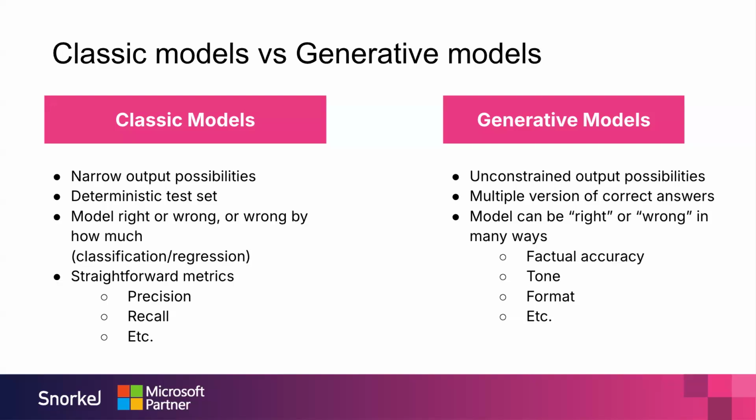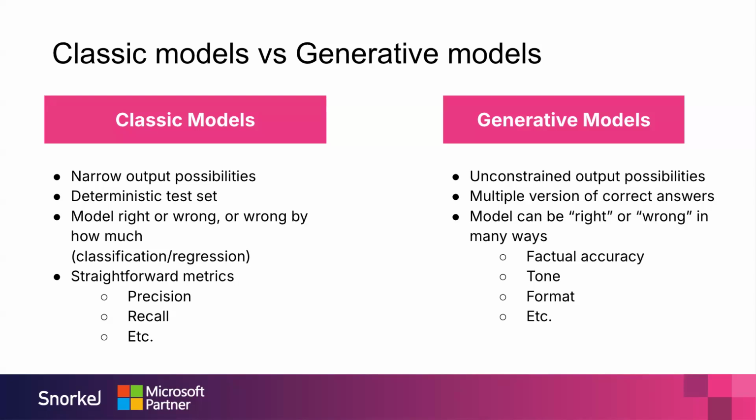Generative models do not. They have an unconstrained range of output possibilities. You've all seen hallucinations from ChatGPT, maybe some funny ones. We can share stories later. If you ask ChatGPT, who was the 16th president of the United States, it can answer Abraham Lincoln. Correct, right? But there are multiple versions of correct answers. It could also answer the 16th president was Abraham Lincoln, or it could tell you Abraham Lincoln and give you a bio of Abraham Lincoln. Those are all correct, but it's hard to compare all of those against one piece of ground truth.